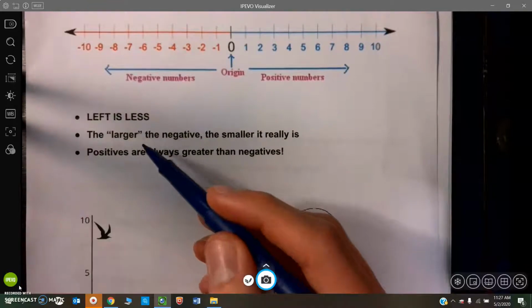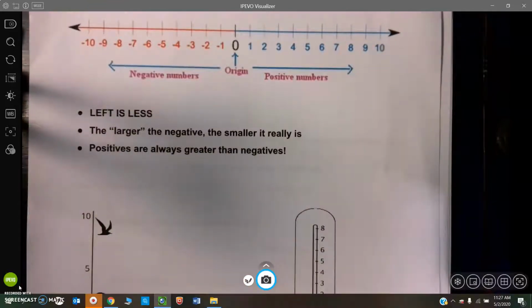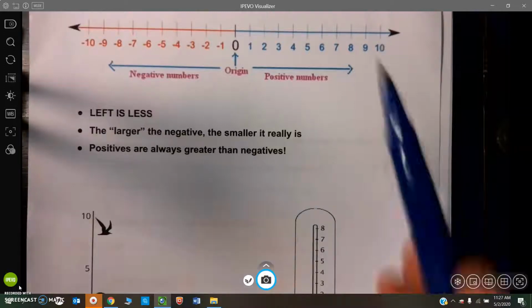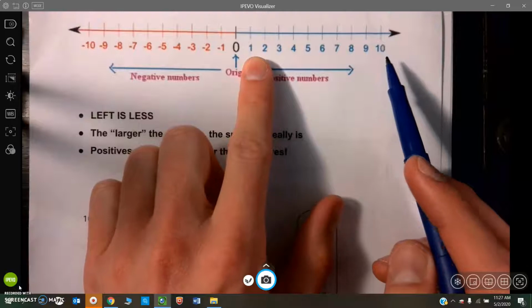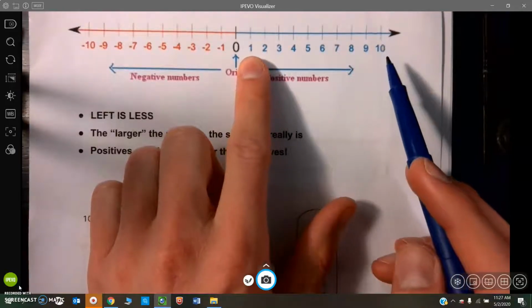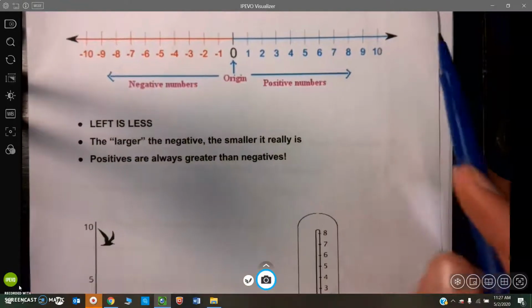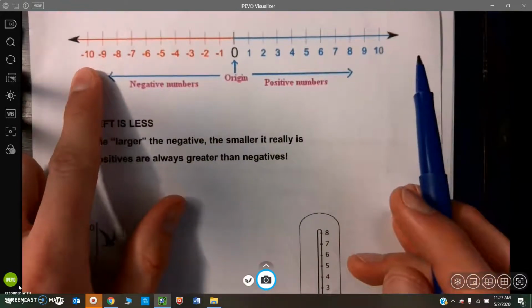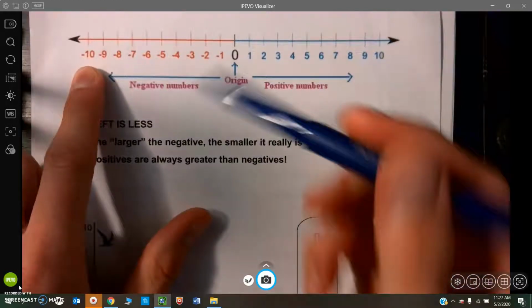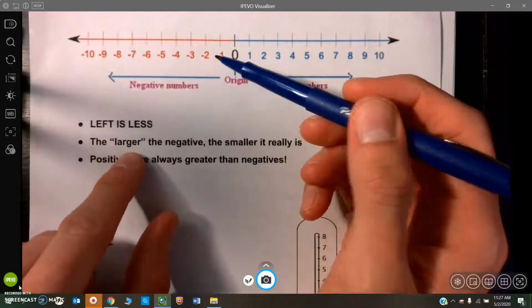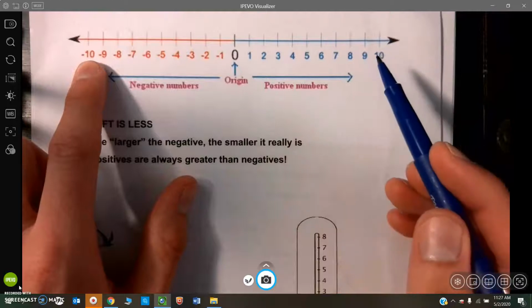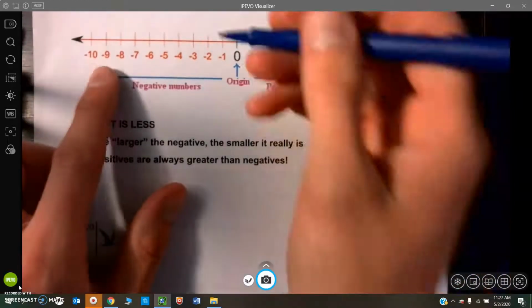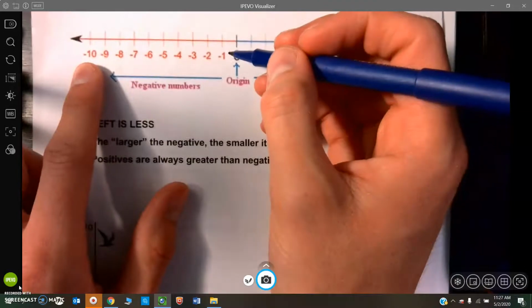The larger, in quotations, the negative, the smaller it really is. So negatives kind of function in an opposite way that positive numbers do, right? So if we look at positives, we all know that 10 is greater than 1, right? 10 apples is more than 1 apple. However, negatives actually function in the opposite way. -10 is actually less than -1. So that's why when I say the larger the negative, so it seems larger, right? You're seeing 10, and we know when we're talking about positives, 10 is greater than 1. But negatives, it's the opposite. -10 is less than -1.